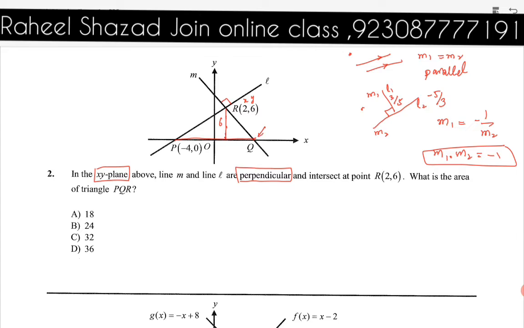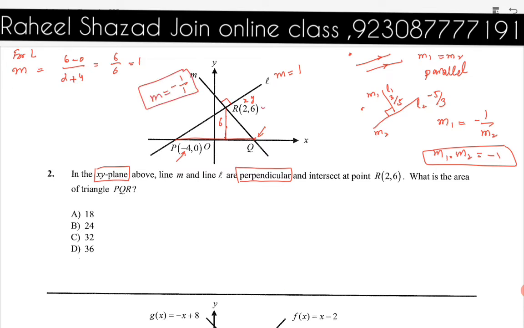Okay, for that what I'm going to do is we have gradient of line L, slope for line L, that is equal to 6 divided by 2 minus 4. Now 2 minus 4 will make it plus 4. Okay, that is equal to 6 by 6, it's 1. So gradient of line L is 1, so gradient of line M is equal to minus 1 by 1. That is gradient of line M.